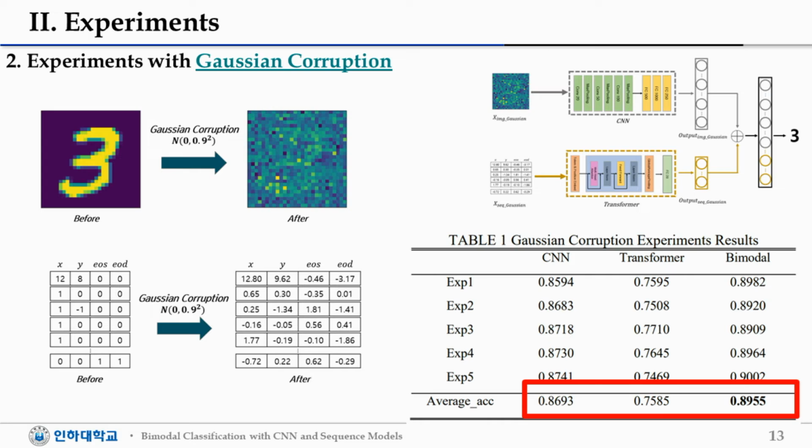As a result, the CNN model and the transformer model showed accuracies of 86.93% and 75.85% respectively, and the result of bimodal model learning was 89.55%.